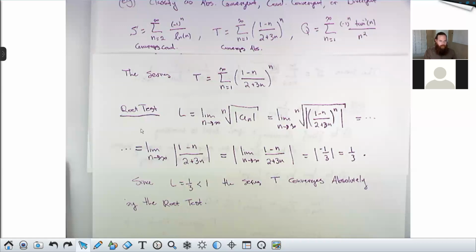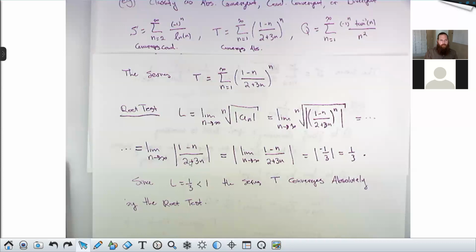Yep, the inside goes to negative 1/3, so the whole thing goes to positive 1/3. Mariano, why did you use negative n instead of 3n? I'm not sure where we're looking. So a_n here is (1 minus n over 2 plus 3n), all raised to the n. Upstairs, I've got 1 minus n. Downstairs, I've got 2 plus 3n.